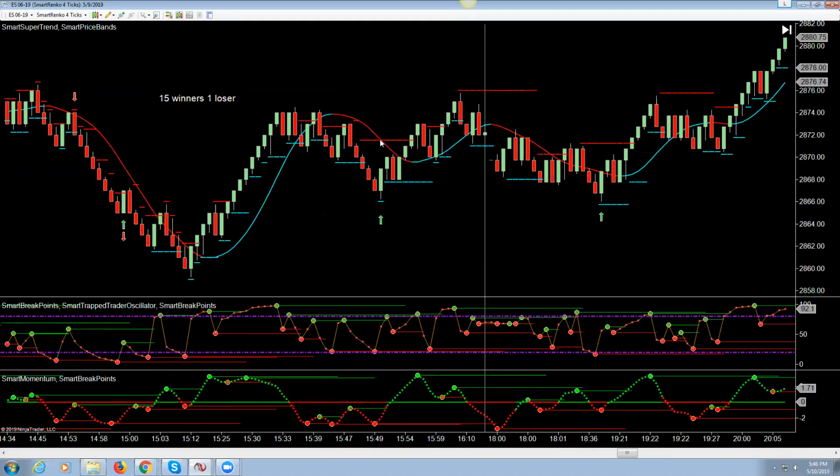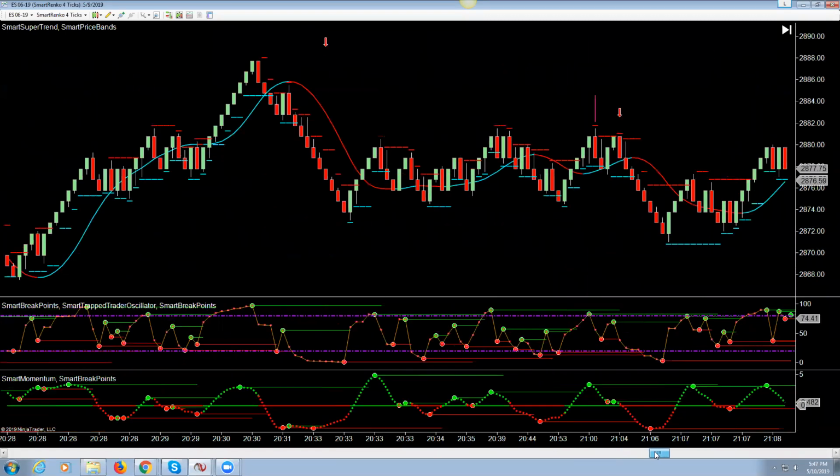And here's the last signal. We've got all of this space, and you can see up we go. So on Thursday, we had 15 room to grow signals. We had 4 or 5 others that won, but we had 15 room to grow, and this was the one that didn't work.